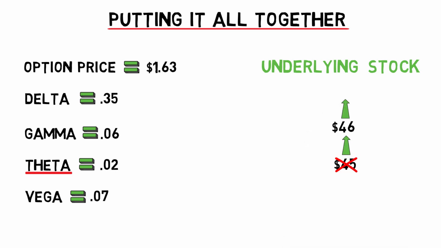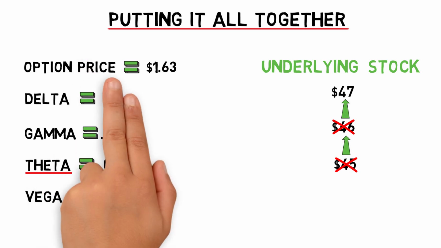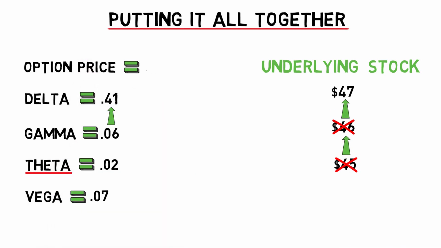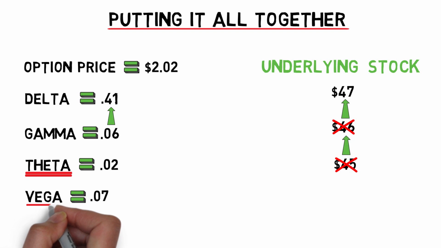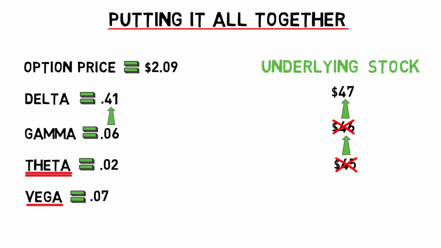Tomorrow, the price moves from $46 to $47. The premium increases by 41 cents to $2.04. This is delta plus gamma. Also, another day gone means another day of time decay and another 2 cents down the drain. Implied volatility rises by 1 percentage point, increasing the premium by 7 cents to $2.09.